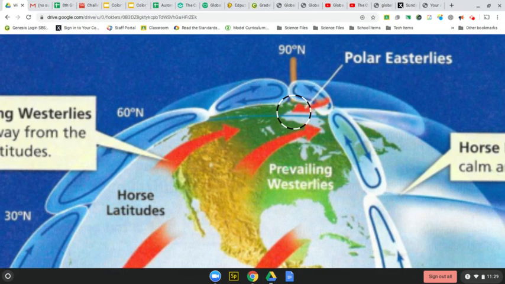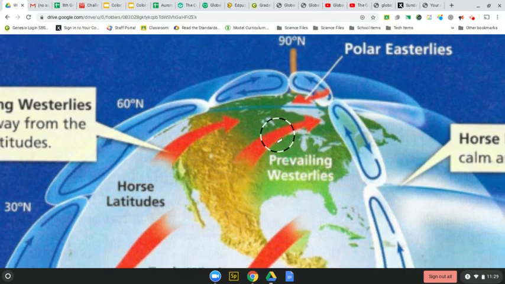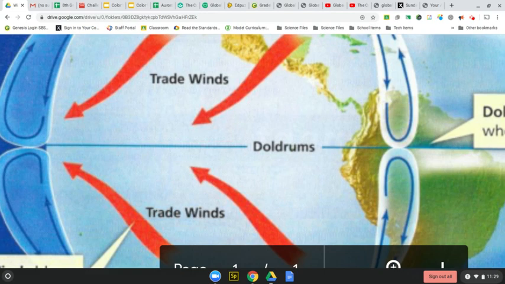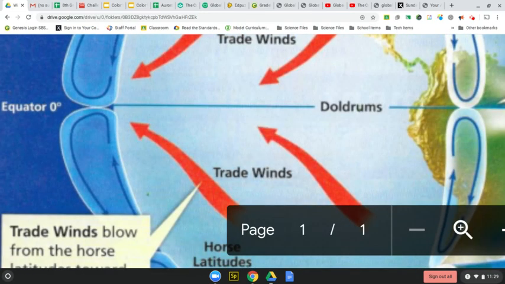And this is a very important area because this cold air often meets the prevailing westerlies that are further down below. And when this cold and warm air meets, we have a polar front. And that also, where they meet, affects the weather of the United States. So both the polar easterlies bringing that cold air down and the prevailing westerlies affect the weather of the United States. So very important stuff there.